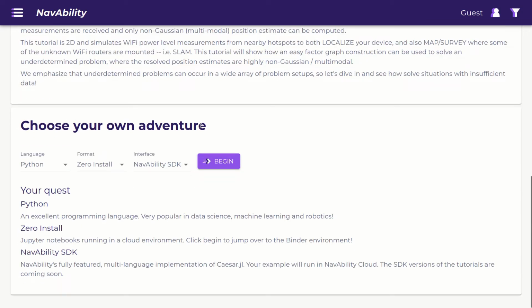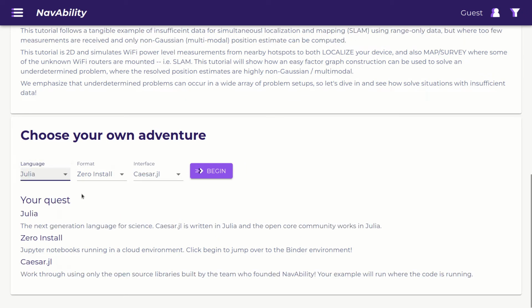So there are multiple languages. In this case, all the videos have sort of different language choices. In this case, let's go with Julia as a 0 install, and let's use the CZJL version. See other videos for different languages. And if you hit begin, it'll spin up a notebook, a binder notebook. We have one already open, available over here.